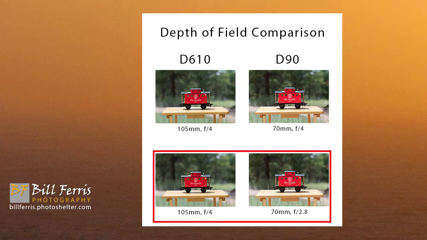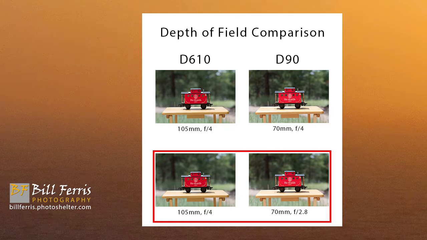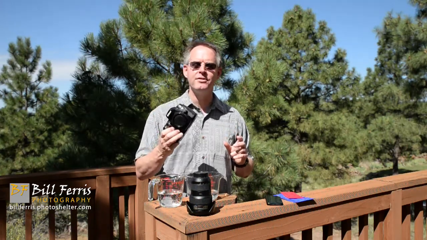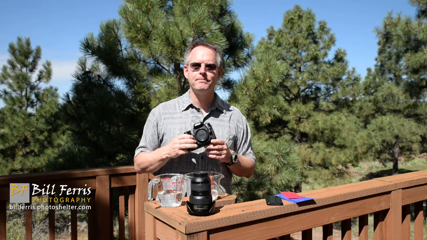So by closing the focal ratio down to f2.8 from f4, we compensate for that. So in the second two images, the D610 at 105 millimeters f4, the D90 at 70 millimeters f2.8 are recording approximately the same angle of view and depth of field. And so this illustrates how we're able to compensate for shooting with that crop sensor camera body when doing photography.